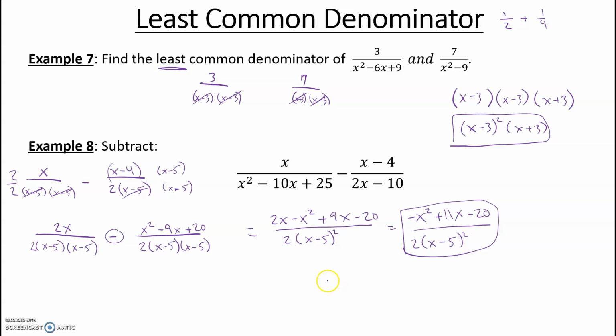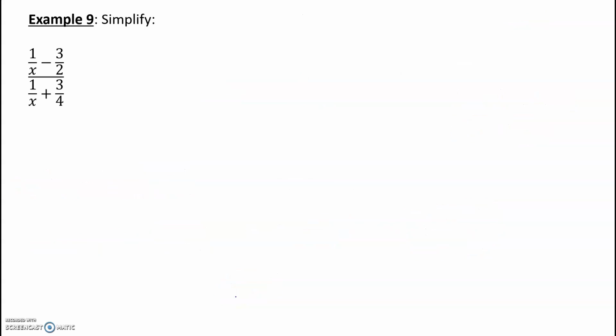And let's talk about our denominators. Again, look at your denominators. We can't have x be 5 in this case. That would be the only thing. So x cannot equal 5, because 5 minus 5 will get me 0. All right, moving on.